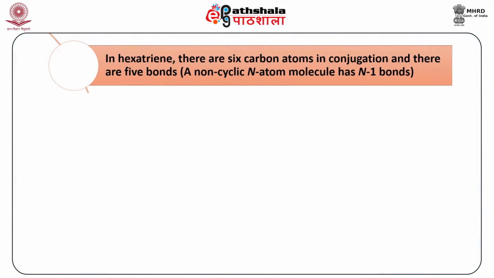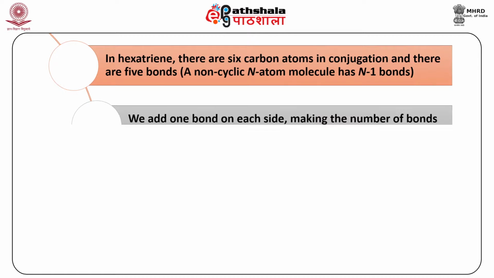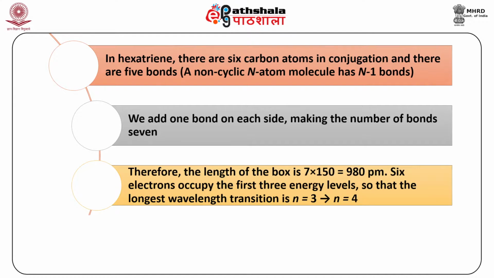Now let us take the example of hexatriene. There are 6 carbon atoms in conjugation, and if there are n atoms, there will be n minus 1 bonds, and so there are 5 bonds. We add 1 bond on each side, making the number of bonds 5 plus 2, 7. Therefore the length of the box will be 7 into 140 is equal to 980 picometers. 6 electrons occupy the first 3 energy levels, so that the longest wavelength transition is n is equal to 3 to n is equal to 4.